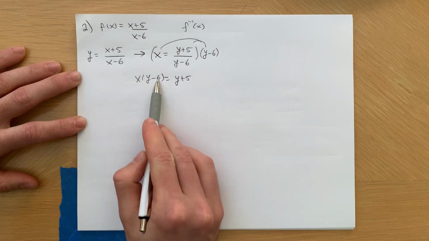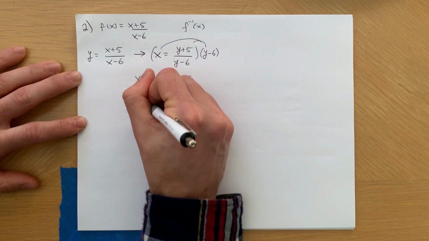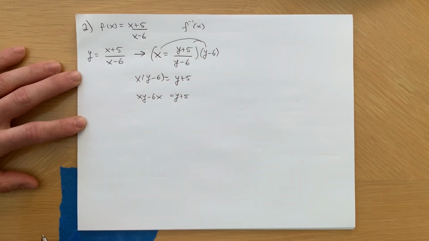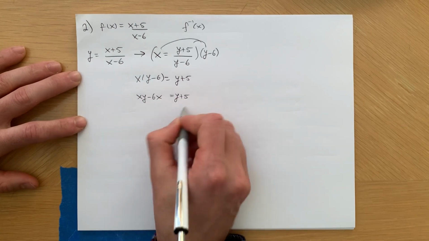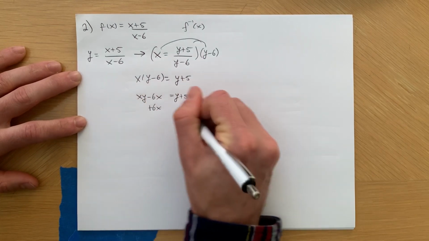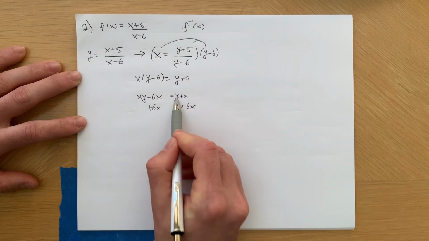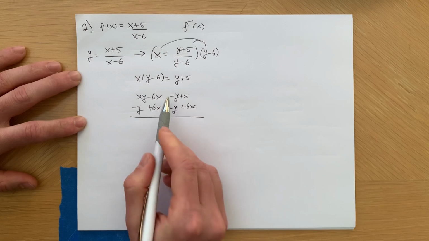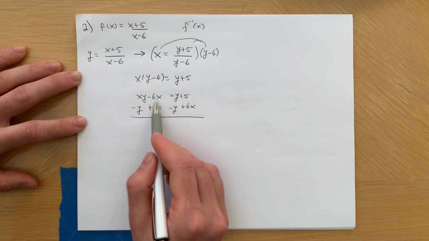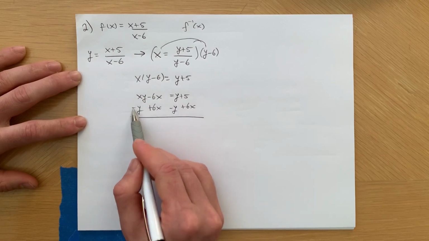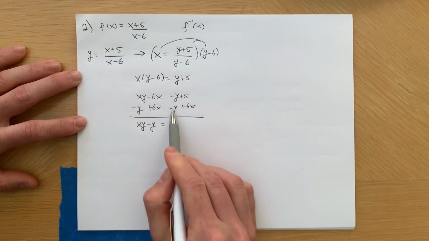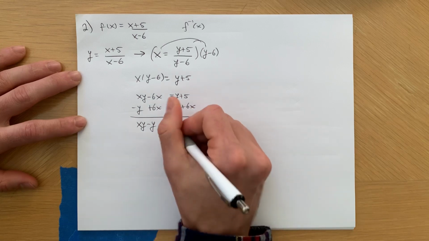Now what we can do is distribute this x. So we're going to have xy minus 6x is equal to y plus 5. And then now we need to get the y's on the same side, and everything else on the other side. So we're going to take this 6x and move it over to the right. And then we're going to take this y and move it over to the left. So on the left-hand side, the 6x's cancel, and we have xy minus y. On the right, the y's cancel, and we're going to have 5 plus 6x.